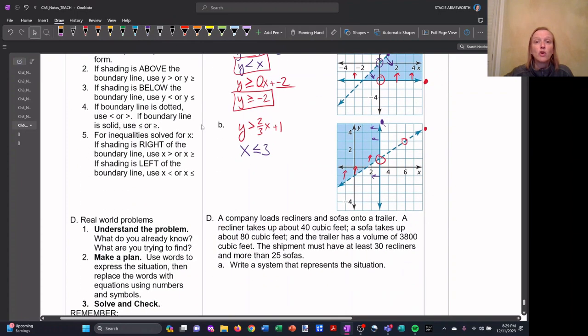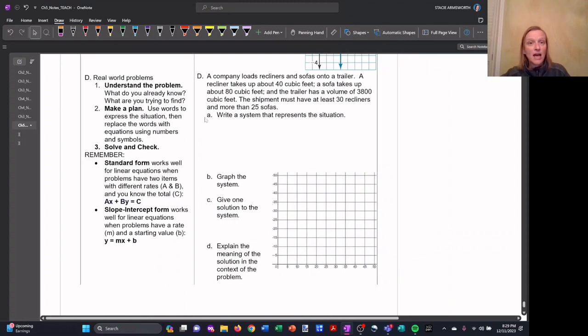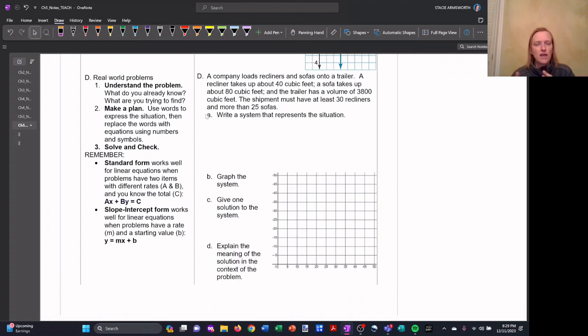Lastly, we have real world problems to look at, because this absolutely does happen in business where you have multiple factors you're trying to optimize for shipping or whatever. This example is a shipping example. A company loads recliners and sofas onto a trailer. A recliner takes up about 40 cubic feet. A sofa takes up about 80 cubic feet. The trailer has a volume of 3,800 cubic feet. A shipment must have at least 30 recliners, and it must have more than 25 sofas. Write a system that represents the situation.